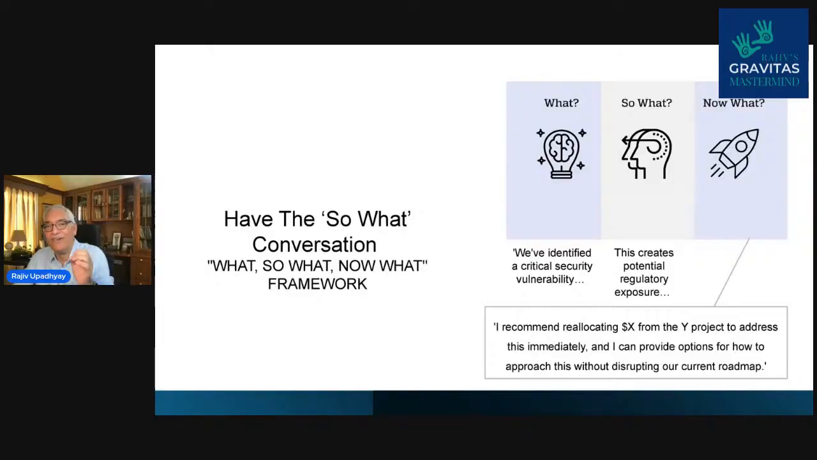Now, this is very crisp and excellent. Why? Because not only are you raising the red flag, not only are you telling what the risks are, at the same time, you are coming with a possible option of mitigating that risk, and also answering a question in your stakeholders' mind on what sort of disruption it will have on our current operations. So that's a great way of putting things. This is what I call having the so what conversation.